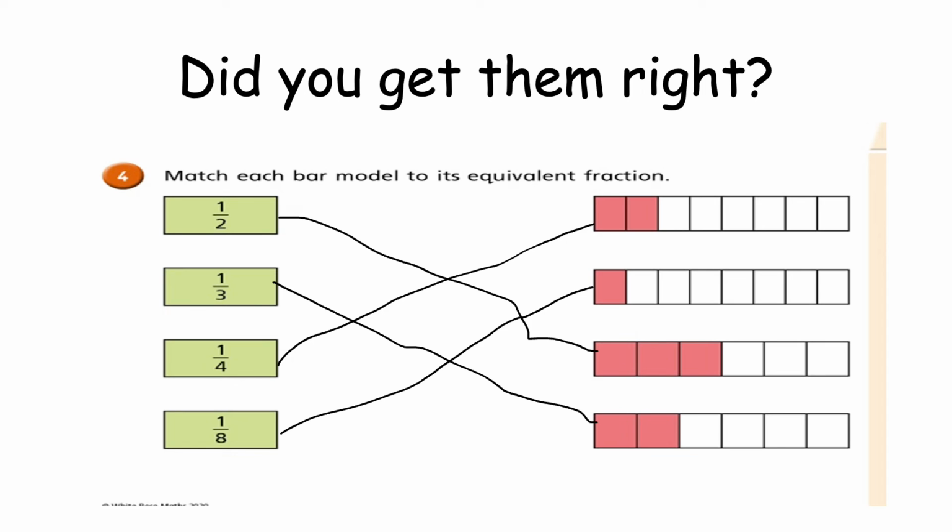Then I looked at the bottom bar model, and I could see that there was 6 equal parts and 2 shaded. Okay, so I can see that a third of 6 is 2 because 6 divided by 3 is 2. So 2 parts are shaded.